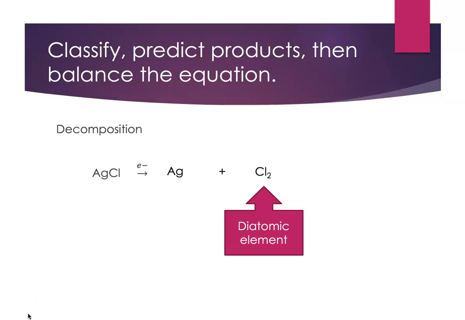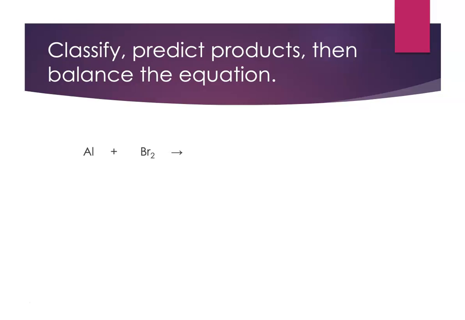So now I can think about balancing. I've got 2 chlorines on the right, so that means I need a coefficient of 2 in front of the AgCl. And so to finish balancing the equation, I need a coefficient of 2 in front of the Ag on the product side. Good.